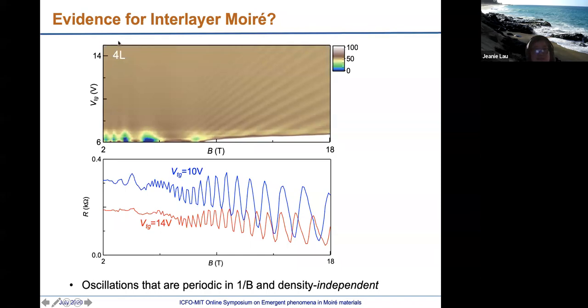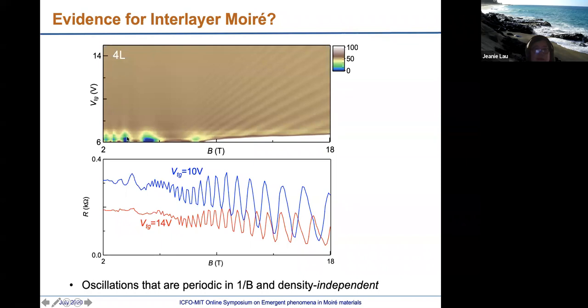For example, this is a 4-layer sample. We see these vertical features here. The diagonal features are the regular Landau fan. But these features appear at a higher magnetic field. Before the Shubnikov-de Haas oscillations appear, we see these vertical features, and they're actually periodic in 1/B. Again, we can do a Fourier transform to extract this period, which is roughly 10 to 20 Tesla.